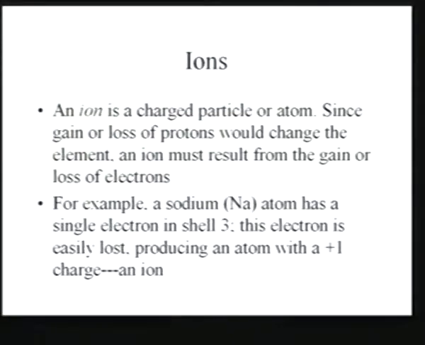Sodium has 1 electron in that shell 3. That electron is way away from the nucleus. It's out there all by itself. It's easy to wrench that electron away, and as a result, you end up with a charge. Okay, you've lost 1 negative charge. So the charge in the nucleus shows through as a +1. You've got 1 extra positive charge in that atom. Okay? So it's an ion. That's the ionic form of sodium.